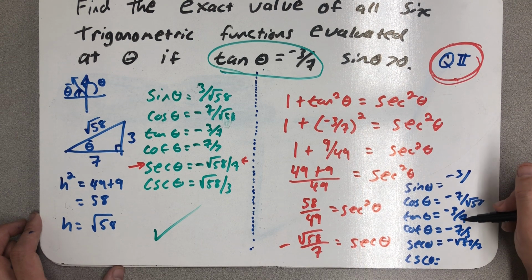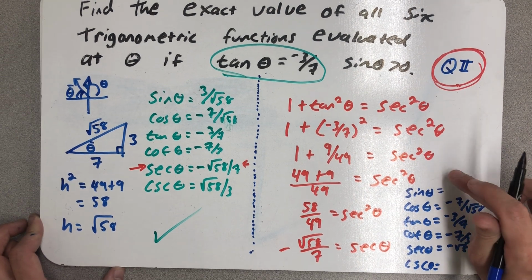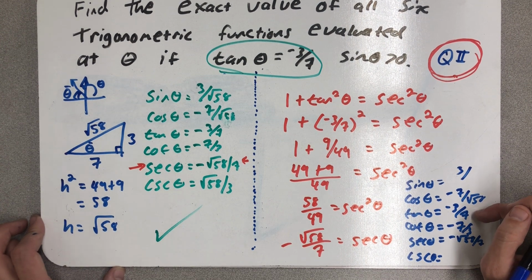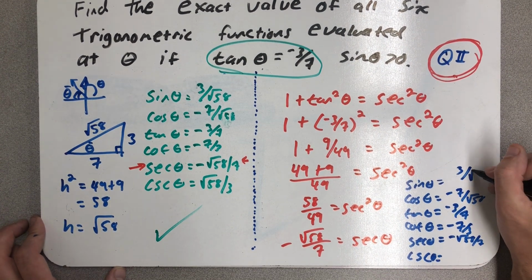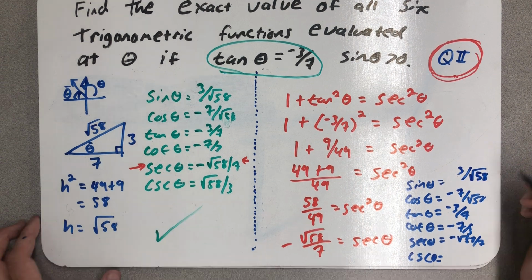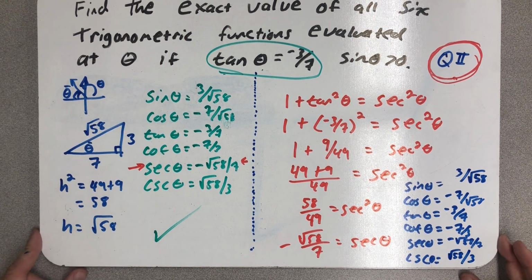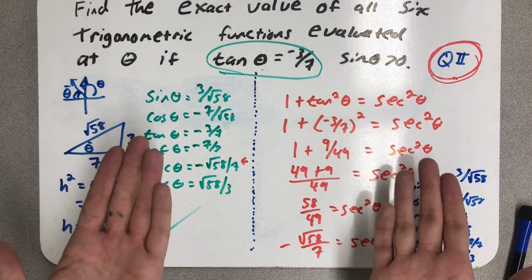will, it needs to be a positive 3 because I'm in the second quadrant, and a positive over a negative is a negative. We'll just pretend that didn't happen. And I need this one to also be over root 58 so that when I do the division, the over root 58s cancel. And there I have it. The exact value of all 6 trigonometric functions with this given information 2 different ways.